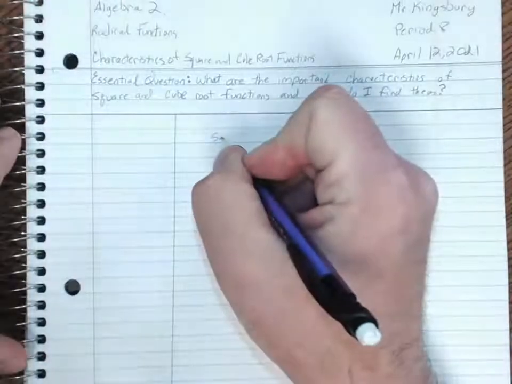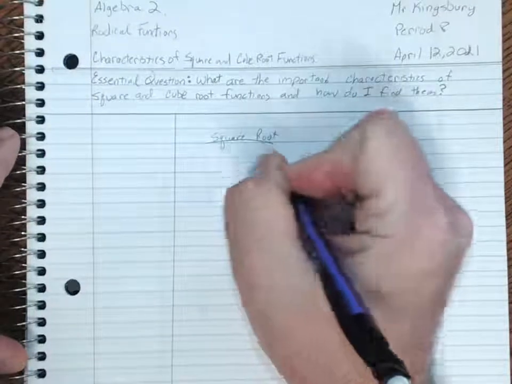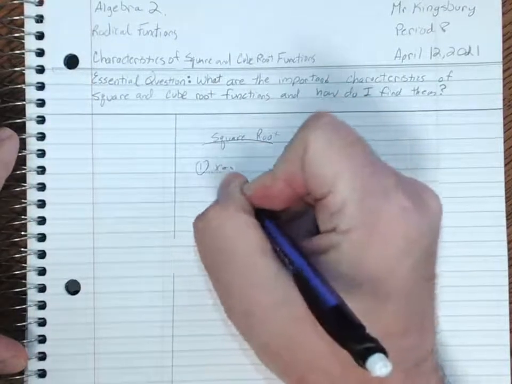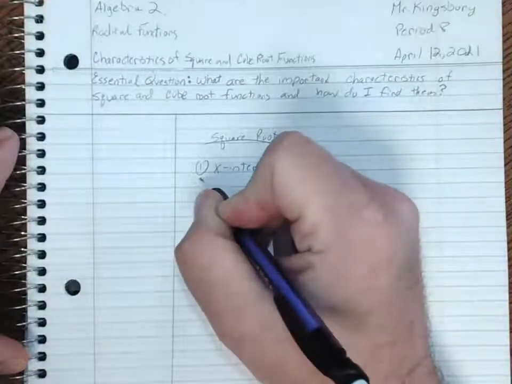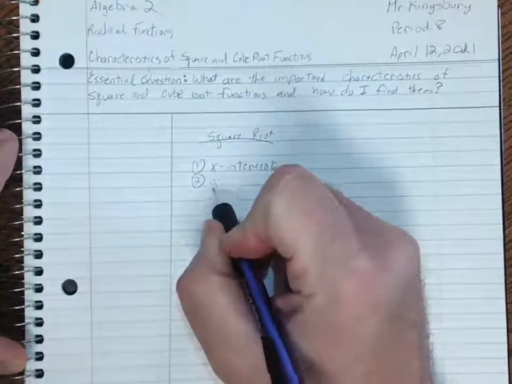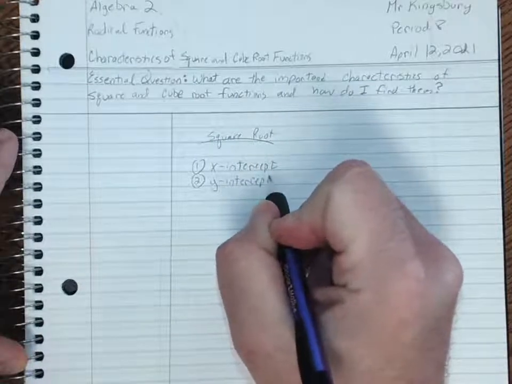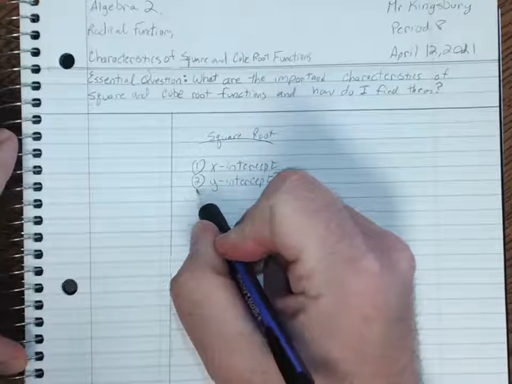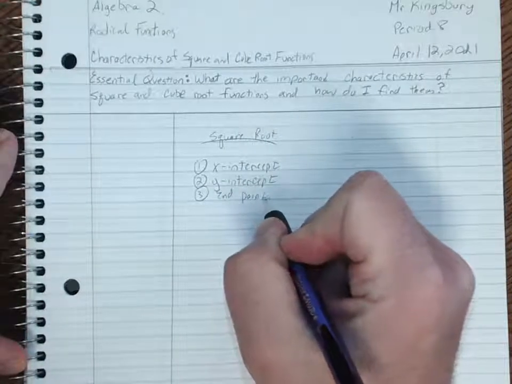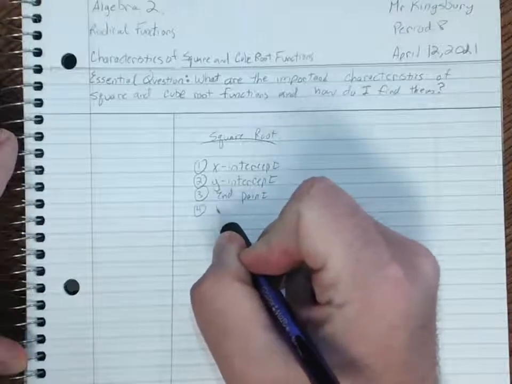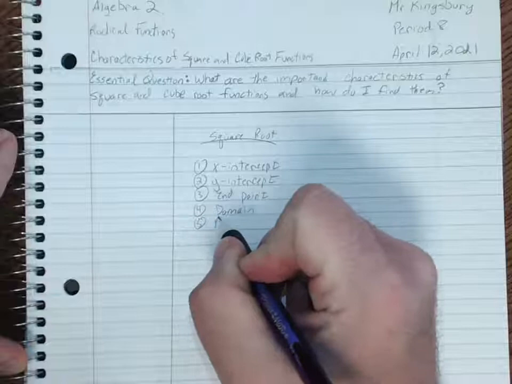So let's look at square root first. For the square root function, there are 5. You've got your x-intercept, your y-intercept, your endpoint, domain, and lastly, your range.